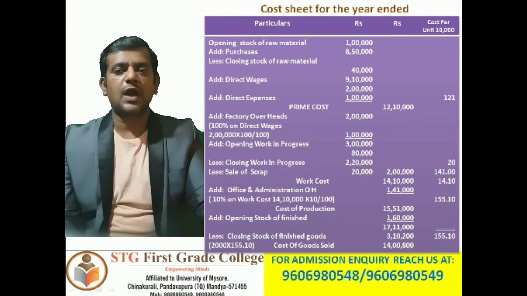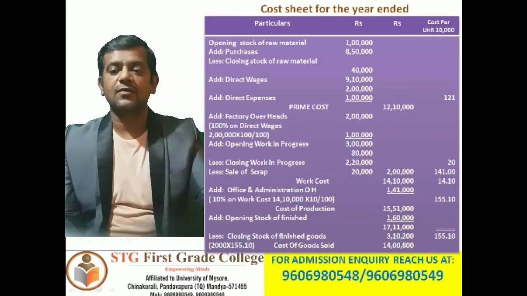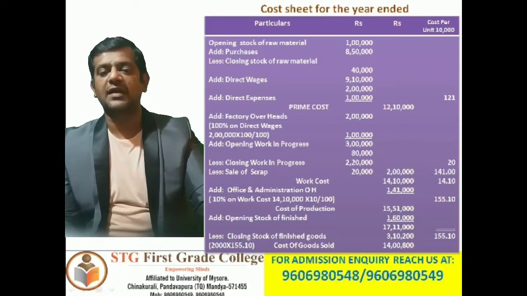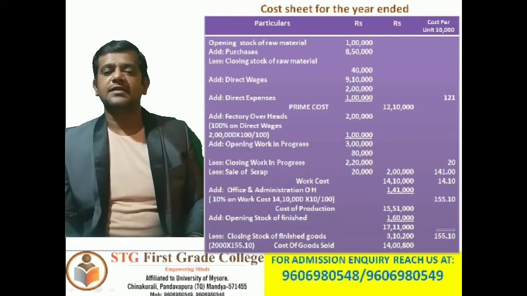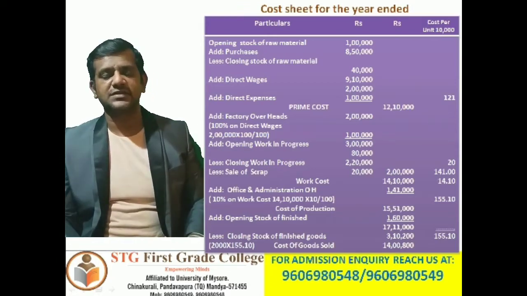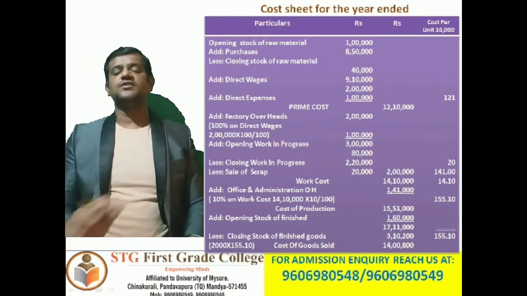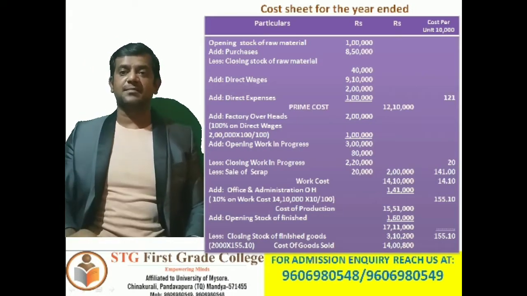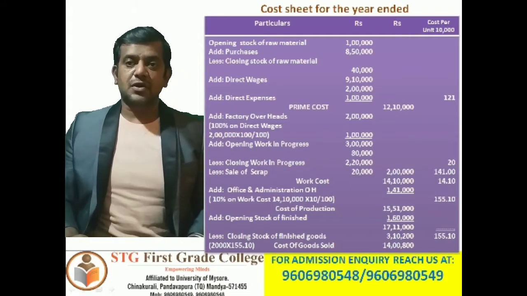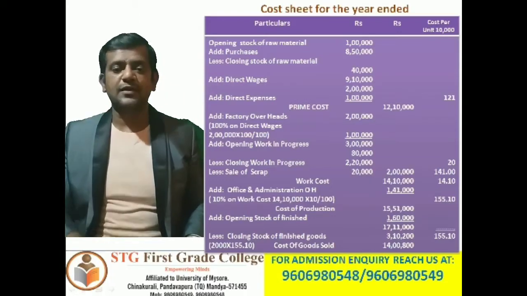Now to identify work cost, we are supposed to add factory overheads. Factory overheads are 100% on direct wages, he has given directly. So how much are direct wages? 2 lakh rupees. So 2 lakh into 100 by 100, because it is 100% on direct wages. That comes to 2 lakh rupees again.